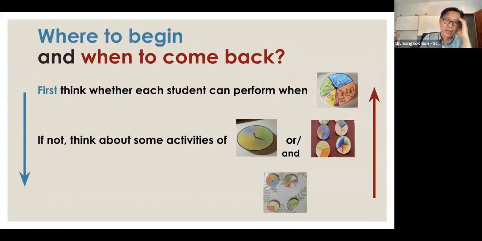Okay, so as I said, these translanguaging strategies occur along these four stages of the spinning top. First, the teacher needs to think whether each student can perform when they are allowed to use only one language, spinning alone. If not, then think about different activities: spin it alone, spin it out alone, spin it up together, and spin it up together.